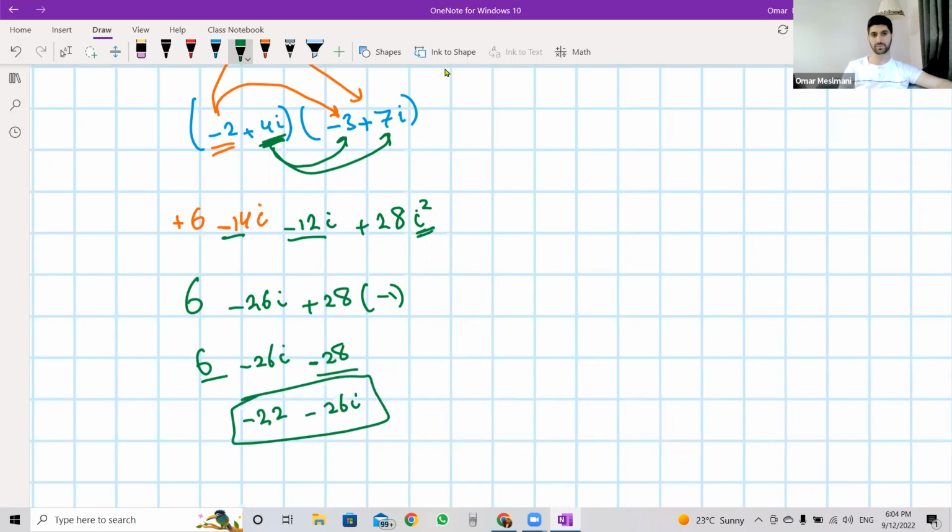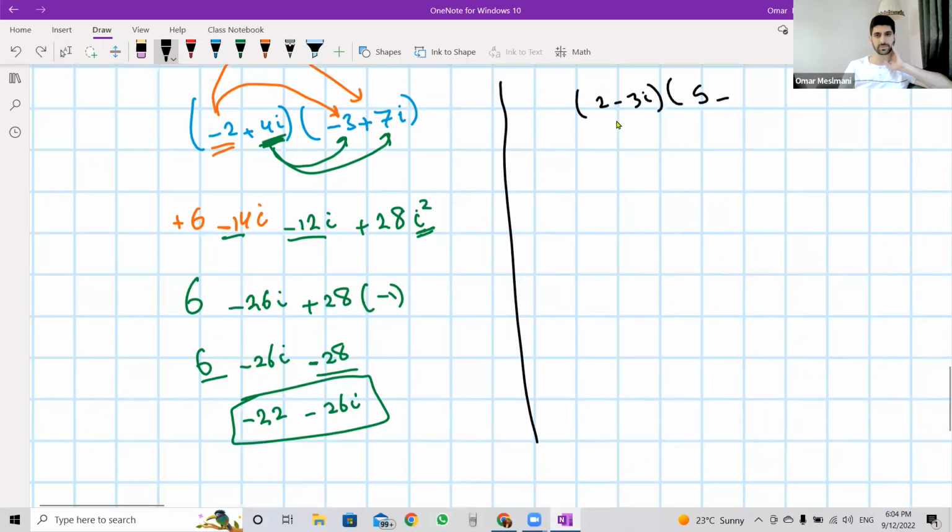Any problem? If there is no problem, try to do this for me. I have 2 minus 3i multiplied by 5 minus 2i. Show me, please.